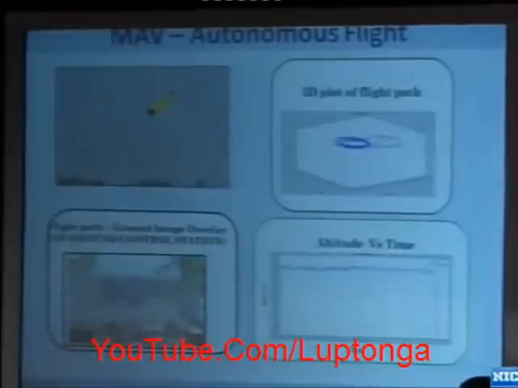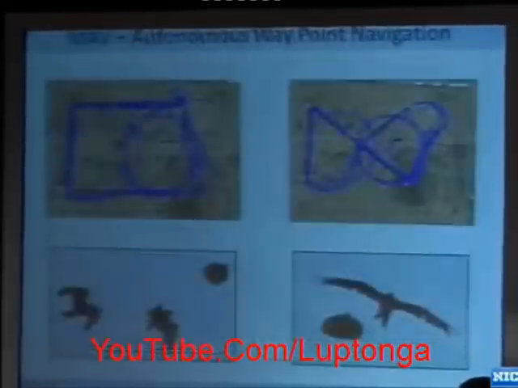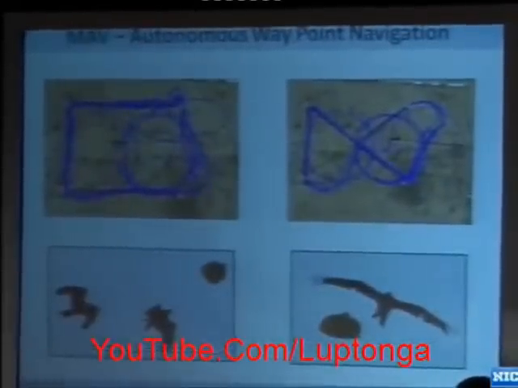And this is a typical navigation page for a vehicle when it is in flight, and a little more on the waypoint navigation here. These are photos taken of the actual flight. You can see the size of the vehicle compared to the eagle.